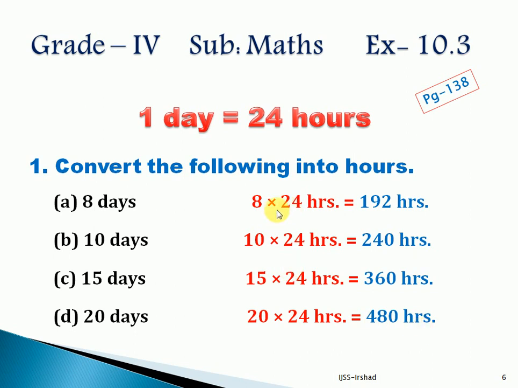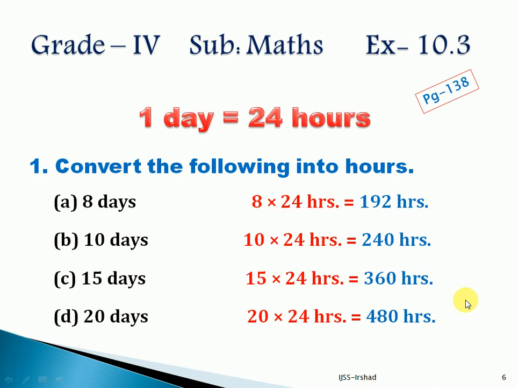In all cases, you can see the number of days, whatever they have given, what we have done, just multiply by 24 everywhere. So whatever days will be there, just multiply it by 24, you will get the total number of hours in those days. So this is question number 1 over.